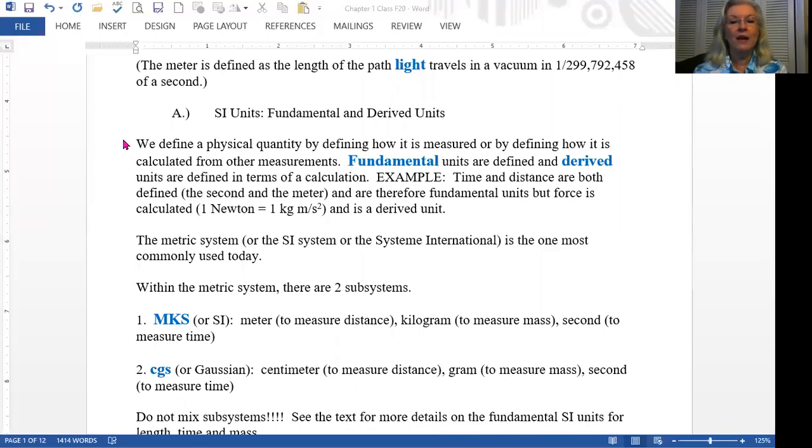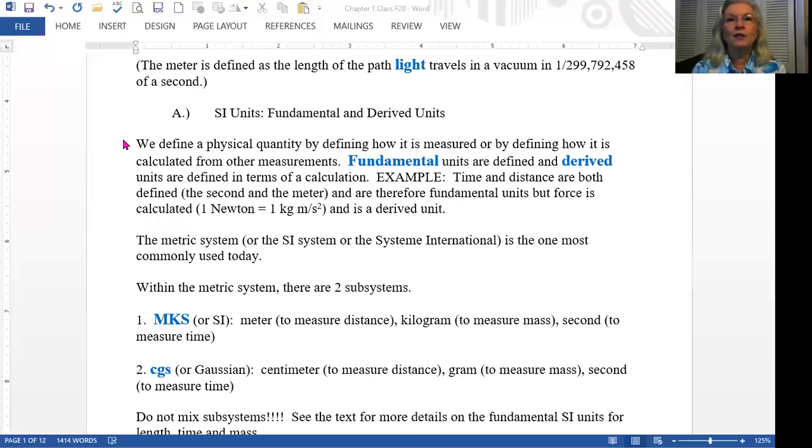With units of measurement, you have two types. You have fundamental units, and they have to be defined. We pick the second to measure time in. We pick the meter to measure distance in. But you also have derived units that are a result of calculations. So force is a calculated value in physics, and that means the unit that we measure force in is also a calculated or a derived unit. So it's a result of the actual physical calculation.